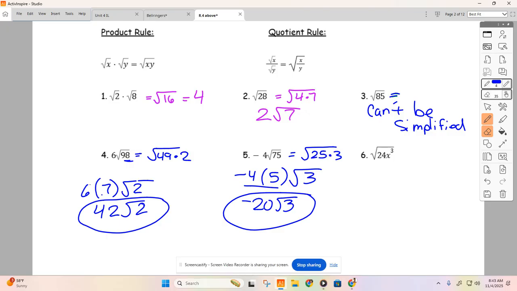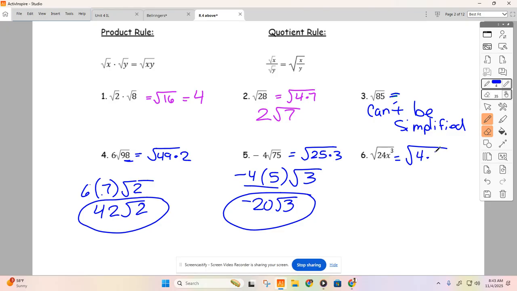Close out. Focus over here. All right, start with the number. The number 24. Will 16 go into it? No. So it's going to have to be the 4.